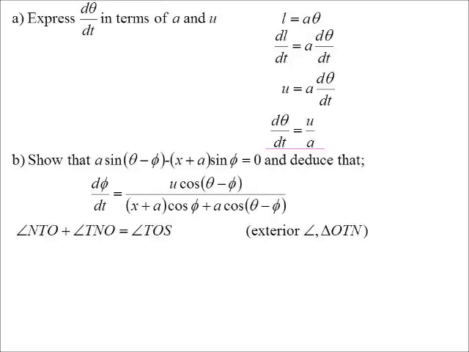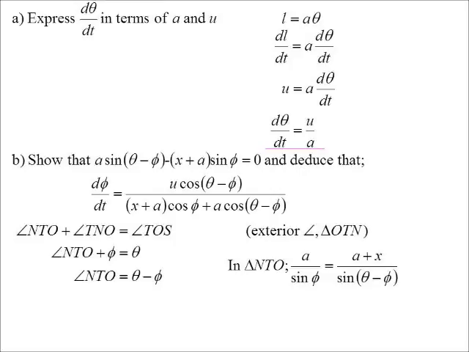I know NTO and TNO, they all add up to be the angle TOS, exterior angle of a triangle. So subbing in the angles, there were TNO, that's what they've labelled with phi. TOS, that's what they've labelled with theta. So why have I done that? Well, I knew I had to find an angle somewhere that is theta minus phi. So NTO would be that angle that is theta minus phi we need for this question.